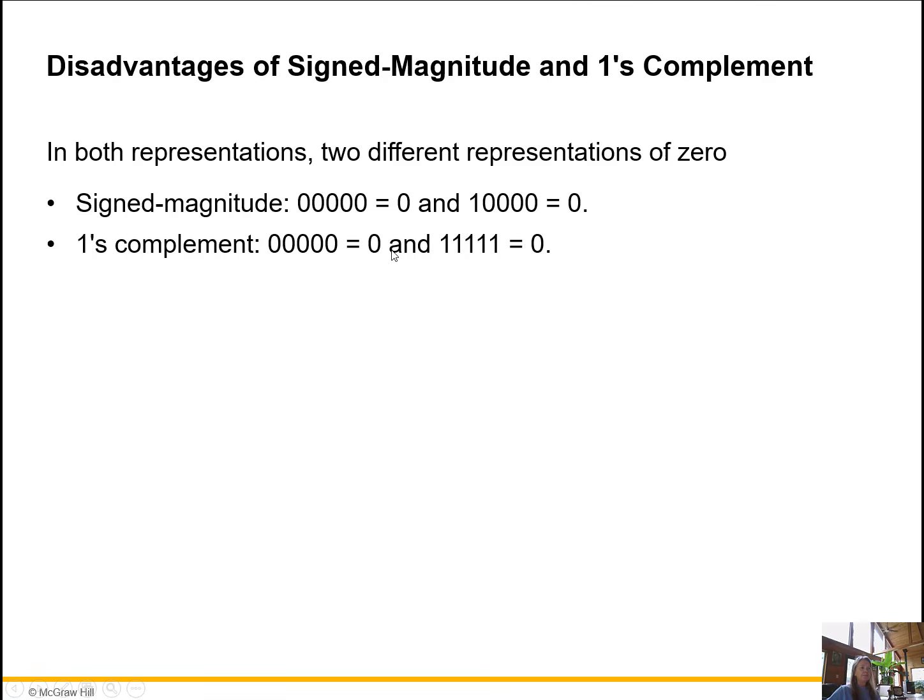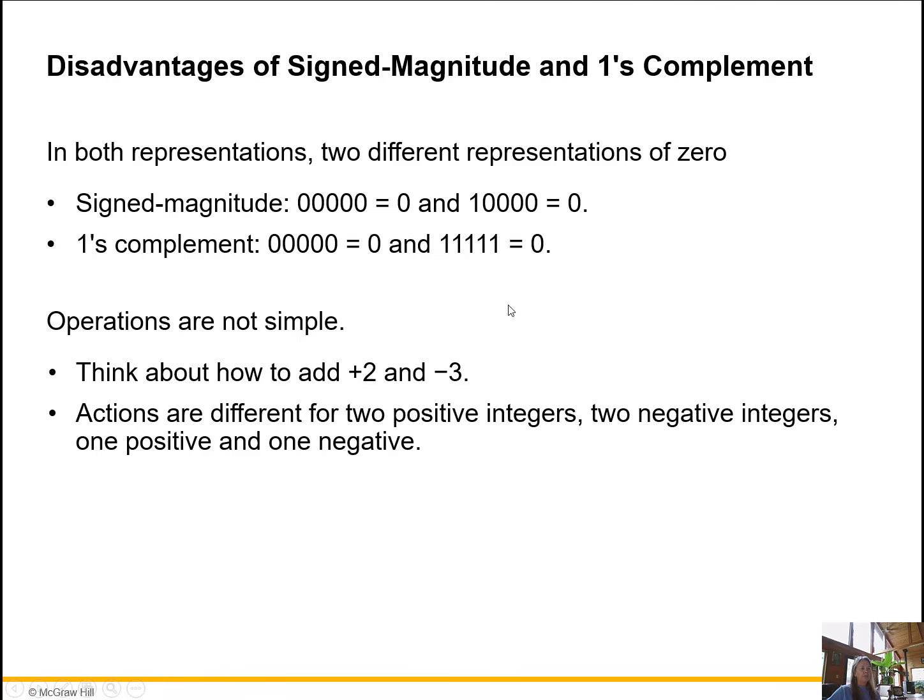1's complement. Okay, I see in 1's complement, all zeros would be a 0, and then flip all those bits. Okay, that would be a 0 as well. That's pretty nice. But then our operations aren't simple. How do I add 2 and negative 3? This would mean that I would have to do different things. If I had 2 positive integers, I'd have to have another set of rules if I had 2 negative integers. And then if I had a positive and a negative, I'd have a whole other set of rules. And I don't want to have different rules based on that.